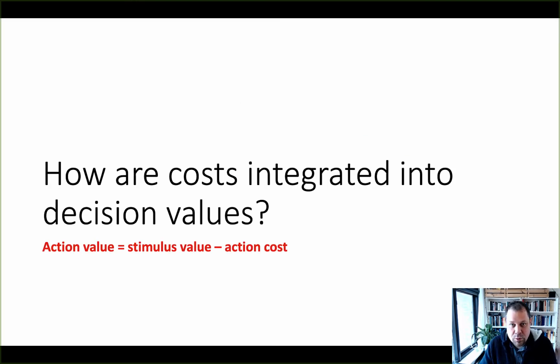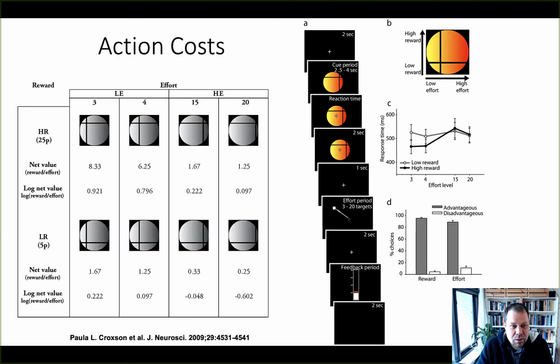When it comes to computing decision values, it's obviously a little bit simplistic to only consider one side of the coin, namely how subjective value comes about in the domain of gains or rewards, which is what we've done up until this point. So let's consider also how costs and benefits are integrated into the decision values. And there's this one wonderful study by Croxson et al. that I just want to discuss really briefly.